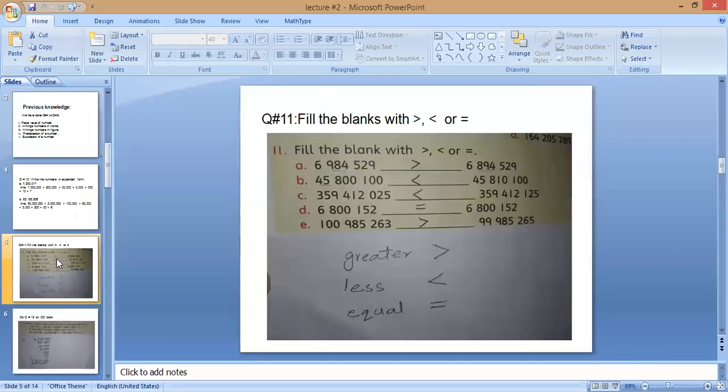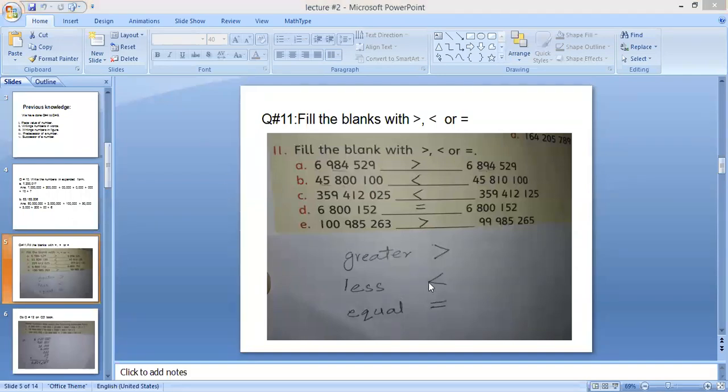Fill in the blanks with greater, less, or equal signs. You have 3 signs: greater, less, or equal. And do you know what is the greater sign? Check. When you have a number here, the open end of this symbol is known as greater.